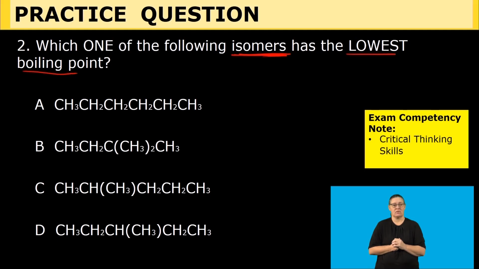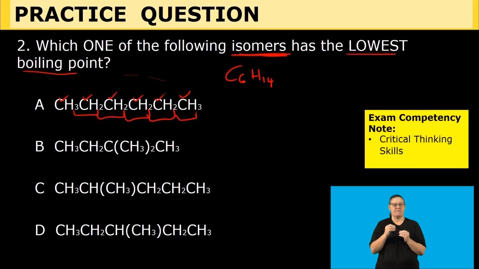They are isomers, and one of them has the lowest boiling point. So if they are isomers, that means all of these compounds, A, B, C, and D, have the same molecular formula. So they have the same number of carbons and the same number of hydrogens. So the molecular formula of these compounds, let's count. We have 1, 2, 3, 4, 5, 6. It's going to be C6. It's 5, 7, 9, 11, and 14. So it's C6H14. So all of these compounds have the molecular formula C6H14.